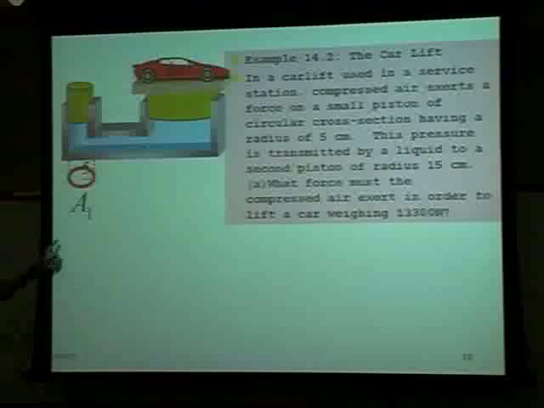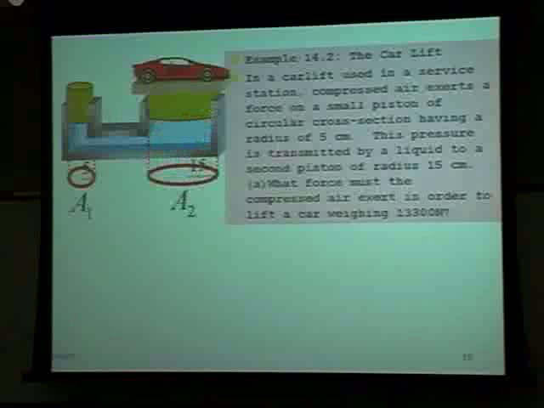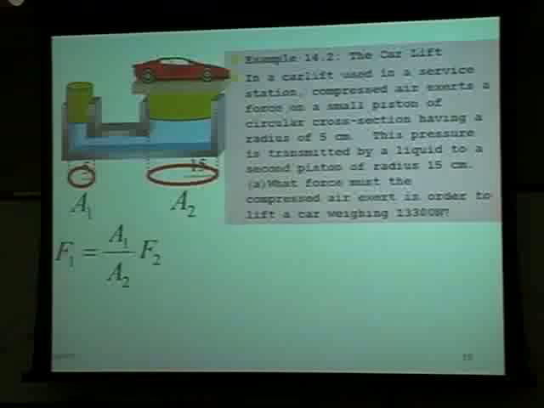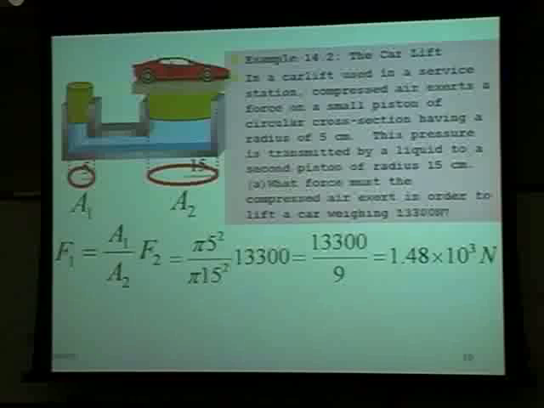So I have the first piston, radius 5 centimeters, and the second piston, radius 15 centimeters. The force I need to apply is going to equal area 1 over area 2 times force 2. Force 2 is what I want to lift. Area 1 is going to be the area of this circle. Area 2 is going to be the area of that circle. And I can keep them in centimeters because the centimeters are going to cancel out.